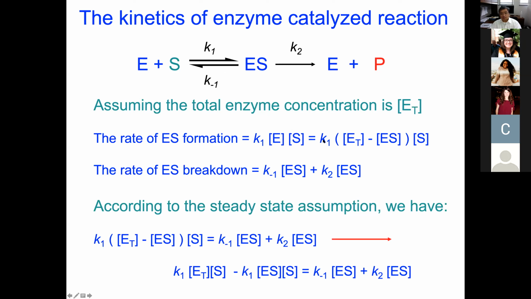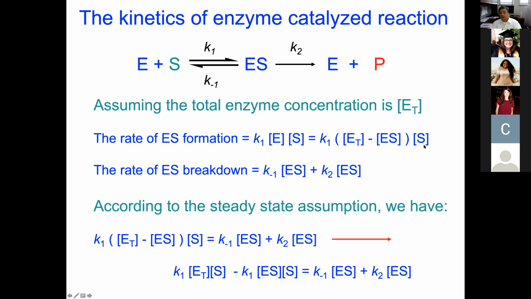And you see it equals K1 times ET. ET is the total concentration of enzyme when you start the experiment. And so the free enzyme, of course, equals ET subtracted by the fraction of enzyme already associated with the substrate.